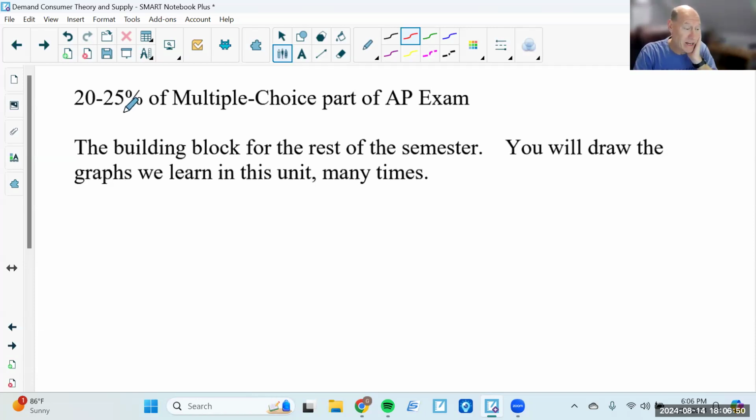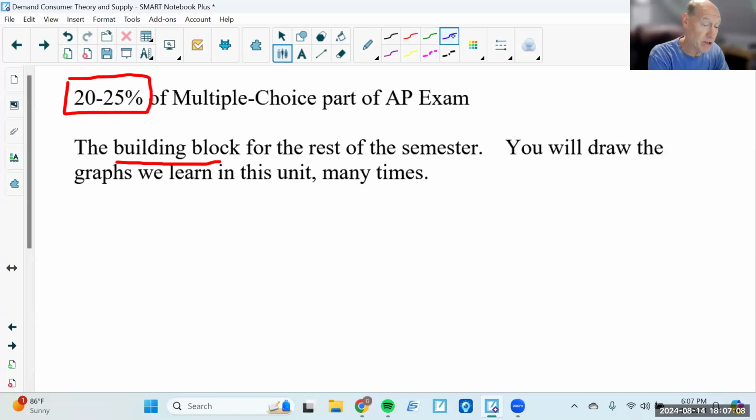It is about 20 to 25% of the multiple choice test comes out of this unit. It's a lot in this unit. It's really, really important, and it is the building block for the rest of the semester. You have to be able to draw these graphs, and you have to be able to draw them correctly, and you will be drawing them a lot for me.